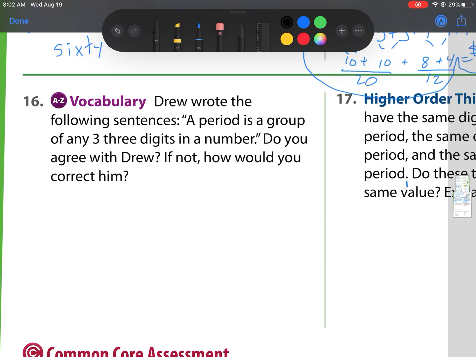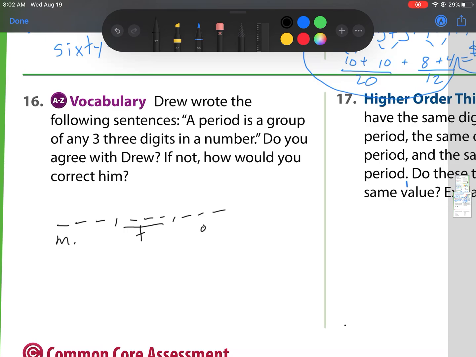Here's our next one. Drew wrote the following sentence. A period is a group of any three digits in a number. Do you agree with Drew? If not, how would you correct him? So let's check. So he says a period is a group of any three-digit numbers. So remember, this was our what? This was our millions period, this was our thousands period, and this was our ones period.